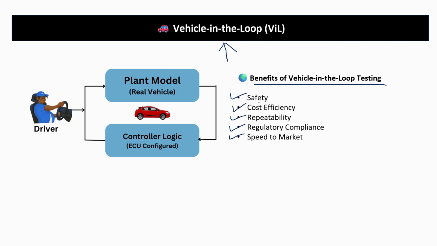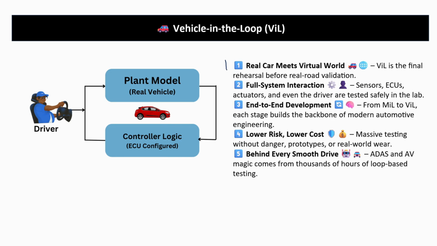To wrap it up, vehicle in the loop is where the real car meets the virtual world. It's the final rehearsal before the curtain rises on real world testing. Engineers can validate how sensors, ECUs, actuators, and even the driver interact with dynamic environments without ever leaving the lab. From algorithm design in MiL to full system integration in ViL, this entire journey forms the backbone of modern automotive development, reducing risk, cost, and development time while ensuring absolute safety and performance.